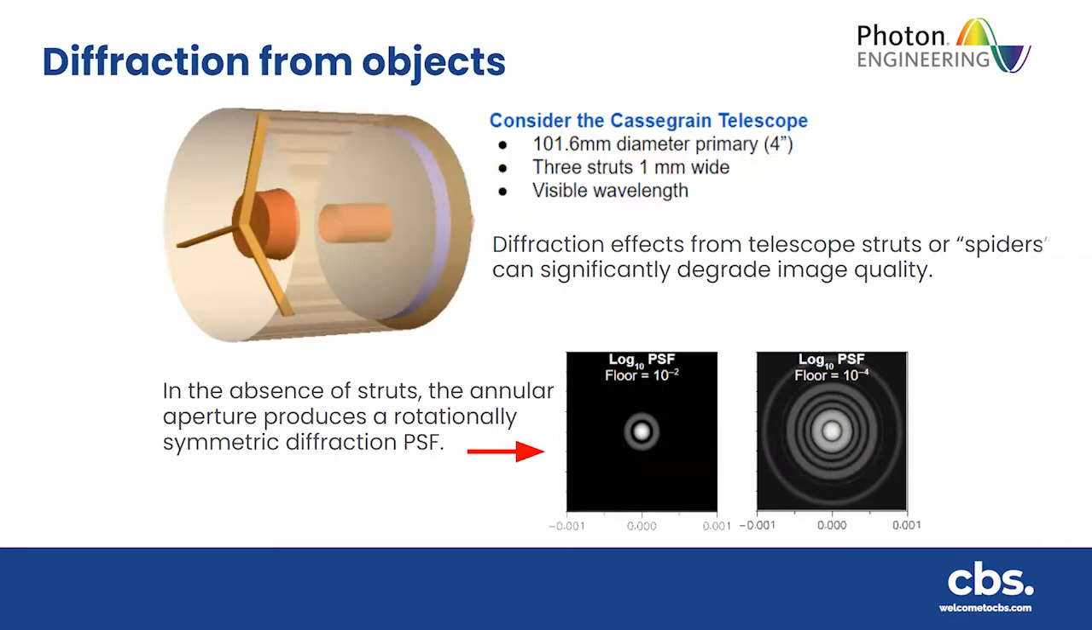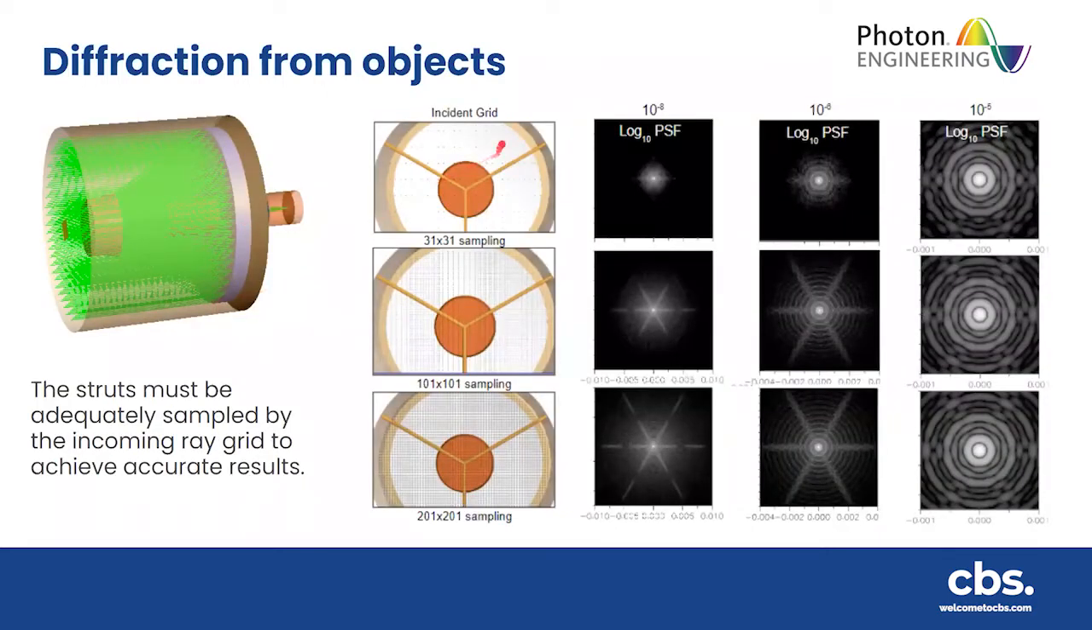And then the question is, if we include the diffraction effects around the struts, what sort of diffraction effects do we see? Again, what we have here on the left is a ray trace picture, just to show we're actually doing a ray trace. But we have 3 rows of data here, and it's very similar in concept to the triangular aperture. The key point is making sure we have enough samples across the grid to adequately sample, in this case, the object that's blocking the beam.